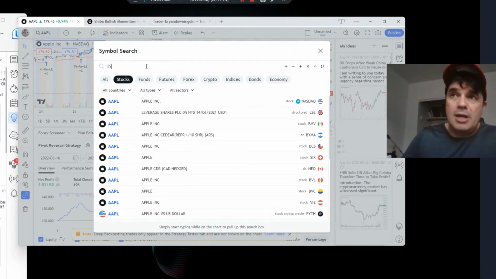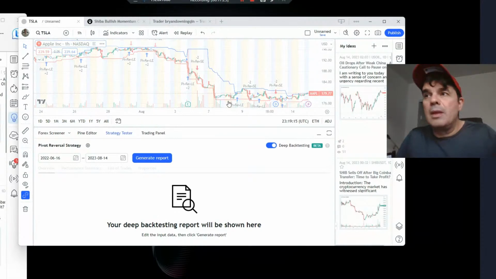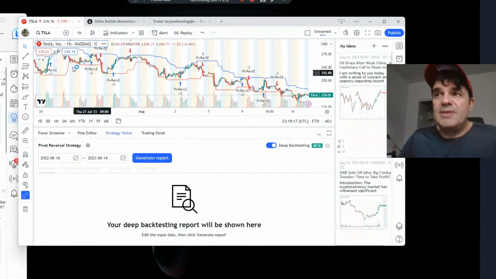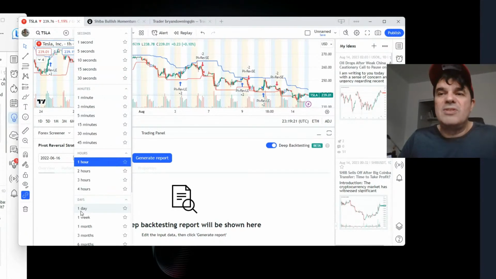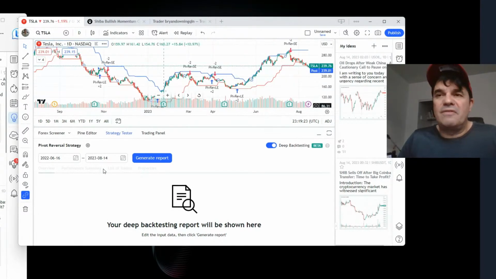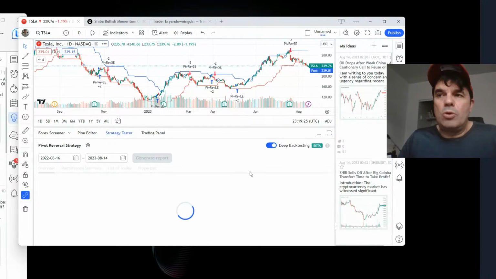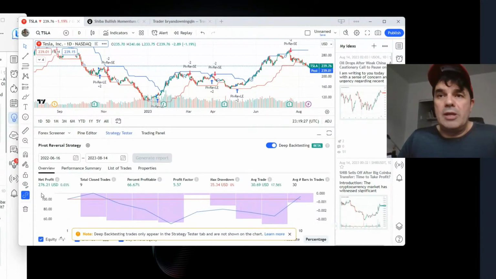Another stock you might be interested in is Tesla. So we are now loading up Tesla here. That's an hourly. We want, let's say, a daily, just for fun. Generate a report. Here you got $276 generated, 66% profitable. That's very strong. Profit factor is very strong as well.